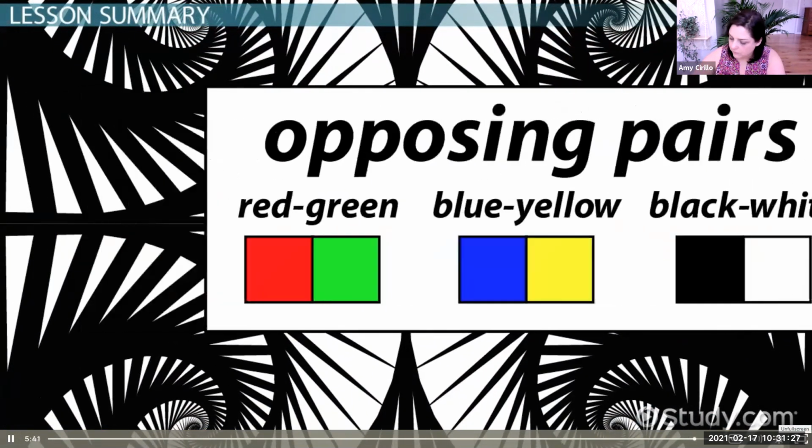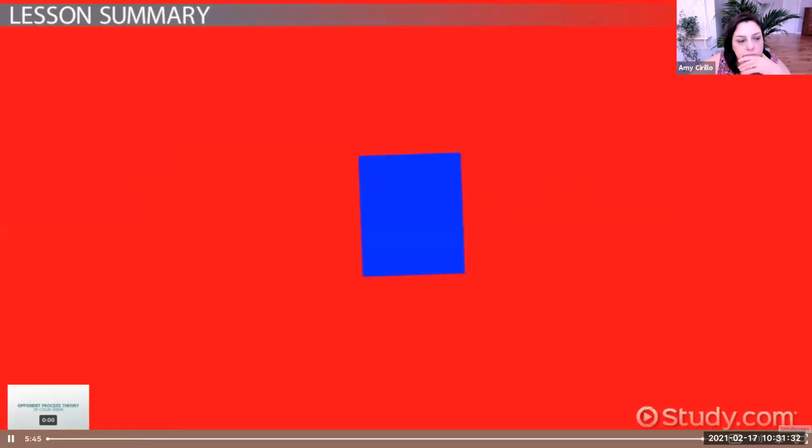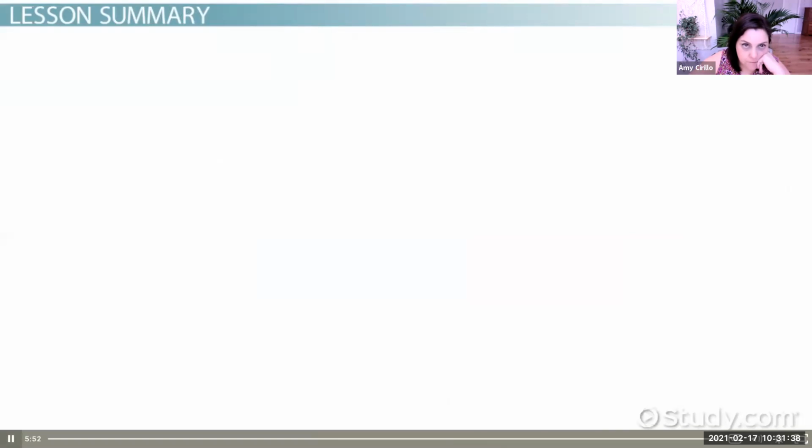The results of this can be seen in optical illusions called after images, created by fatiguing one cone to overstimulate the other. Understanding this theory will help you look at colors in a whole new way.